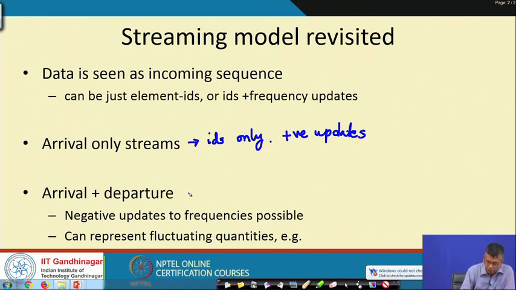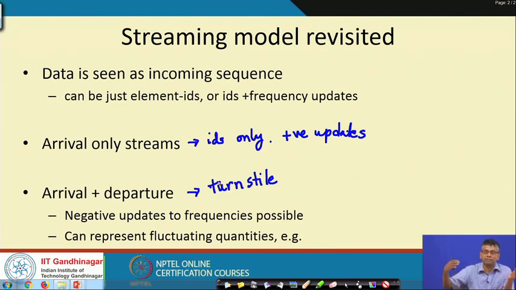This is also known as the turnstile model sometimes, because the picture that you have in mind is the turnstile through which people enter the metro stations, or maybe sometimes the train stations. Sometimes people could be going in, the turnstile turns right; sometimes people could be going out, the turnstile turns to the left.